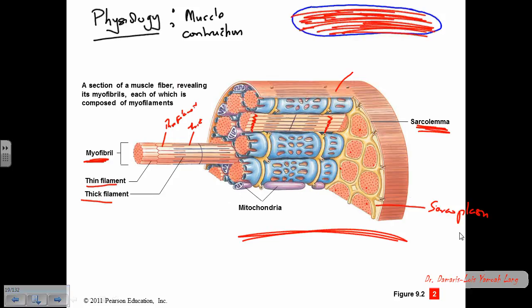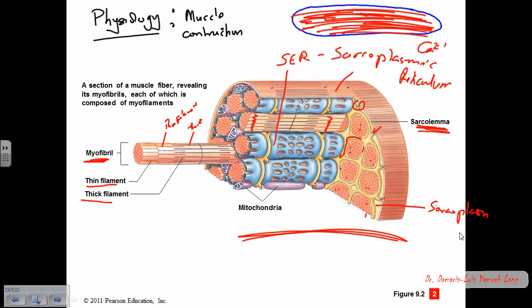And the sarcolemma has extensions, as you can see, that form these T-tubules. And the T-tubules surround each myofibril. Each myofibril also has the smooth endoplasmic reticulum, which is no longer called that. What do they call it? Sarcoplasmic reticulum. And that sarcoplasmic reticulum is filled with calcium, which we mentioned. Does that make sense? And then we have the mitochondria giving the energy.